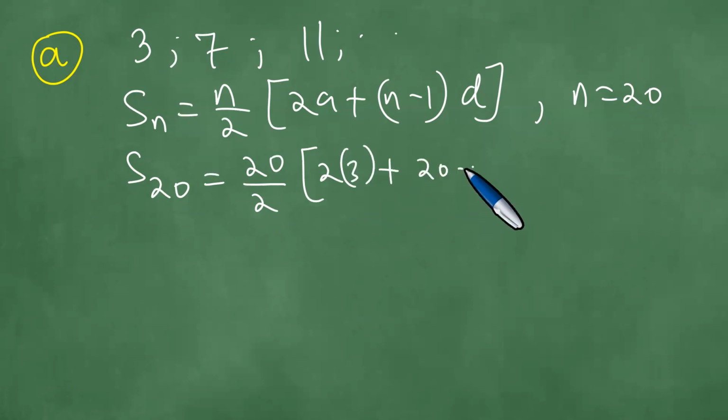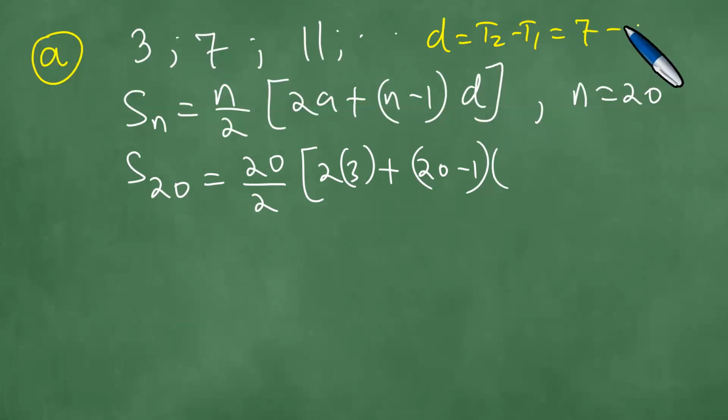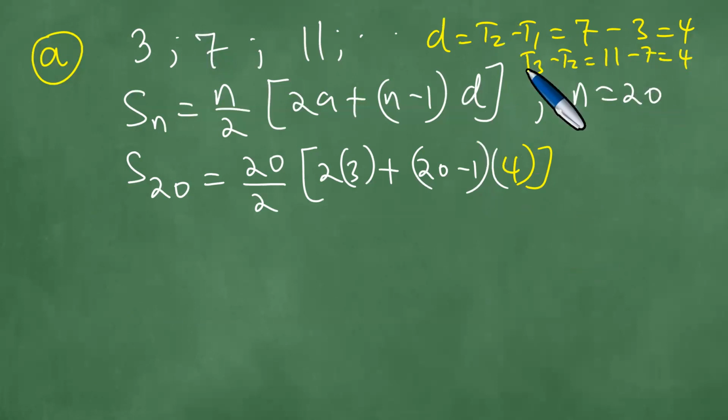Which means you have 20 minus 1 into the common difference. What is the common difference? To get the common difference, we must say T2 minus T1. What is T2? Which is 7 minus 3, which is 4, which means the common difference is 4. But you must also check it by saying T3 minus T2. T3 is 11 minus 7, which is also 4. So you must do it twice, because we can't just say T2 minus T1 and claim it's common. It must be done twice or more. Okay, so we have this.